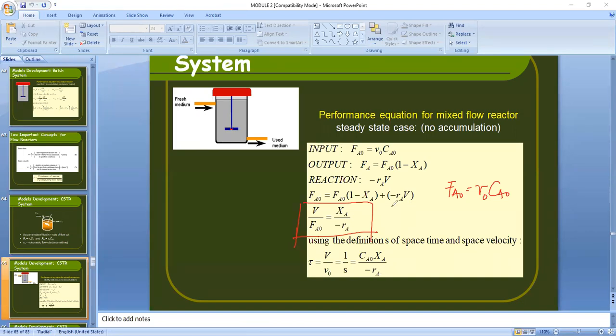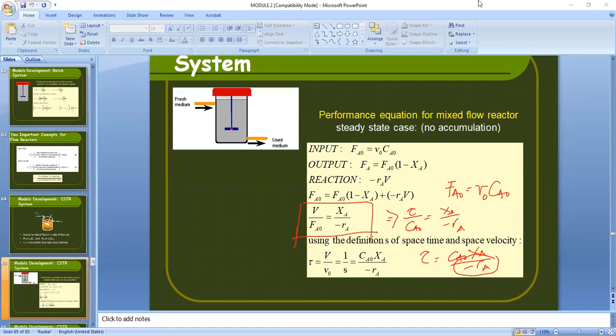So that's your FAO. If you change your FAO here to this one, the V over small v sub O will be your tau. And as such, this could be written as tau over CAO equal to XA over the rate. And most of the time, it's written as tau equal to CAO XA all over the rate. So again, just like in your batch reactor, this is where you're going to have the change, depending on what is the rate law appropriate for your given reaction. It has to be known that way you can determine the space-time for your CSTR.